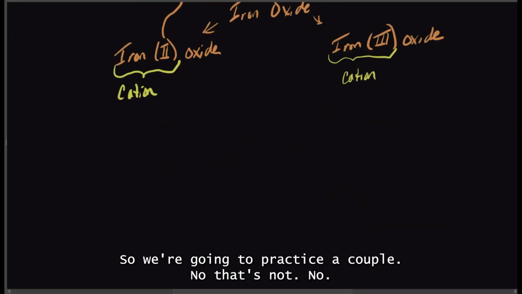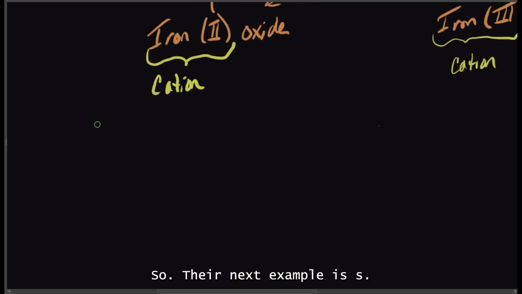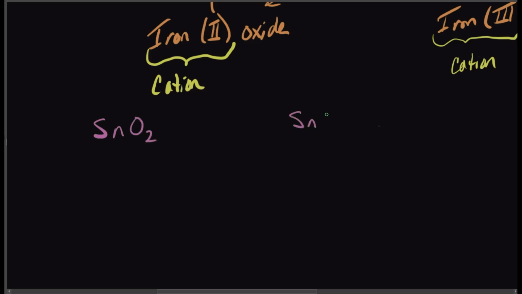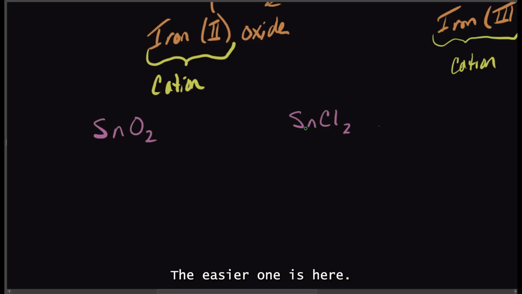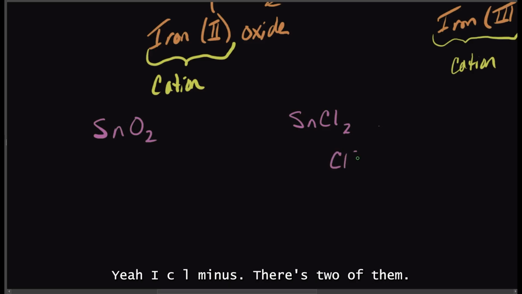Okay, so our next example is SnO2 versus SnCl2. I want you guys to find the oxidation state, or the ionic charge, on the tin. Tin is Sn. The easier one is here. Chlorine's a halogen, so it's going to have what charge? It's going to be Cl minus.